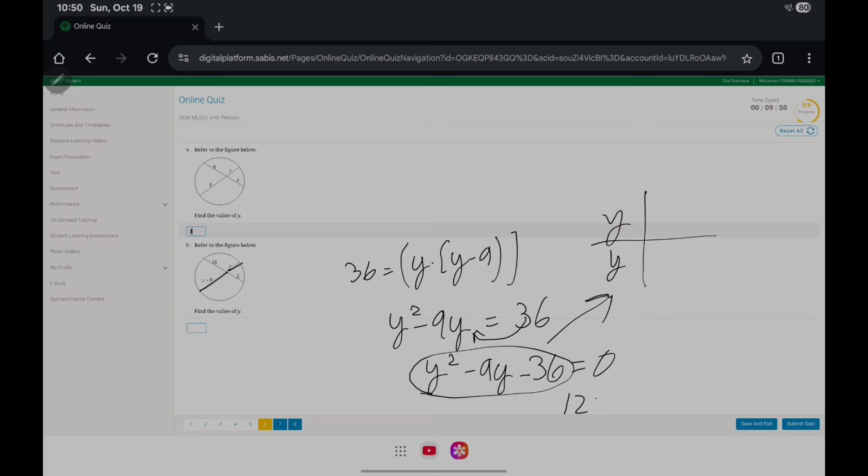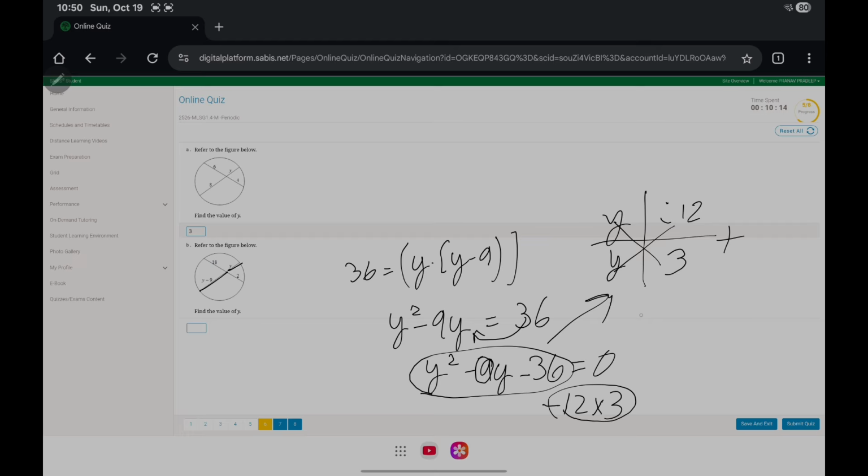We know that 12 times 3 makes 36. And you put a negative sign to 12. That gives you negative 36. And we also know that if we add these both, negative 12 and 3, we get negative 9. Right? Negative 9y, because when you cross multiply, you get the answer.